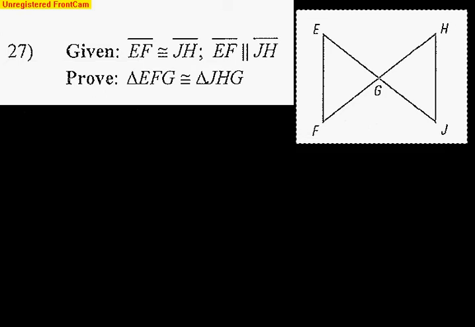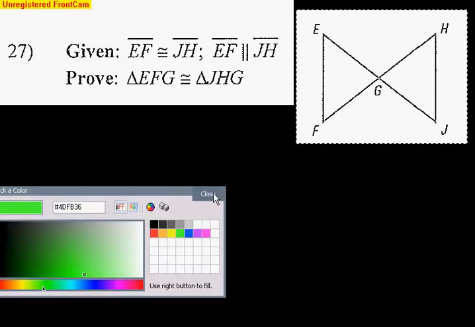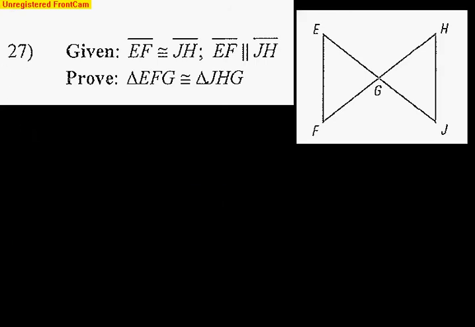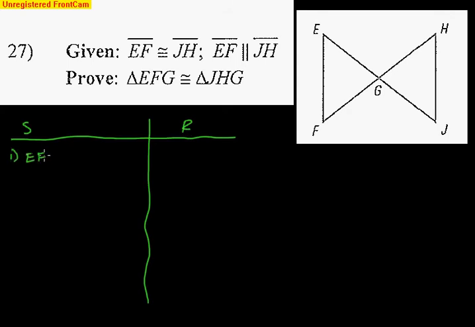Okay, here is the second proof we have going, number 27. So again, let me create my statements and reasons. The first is always the given. We have segment EF congruent to segment JH, and we have segment EF is parallel to segment JH. That's given to us. So I'll mark that on my picture: segment EF is congruent to segment JH, and segment EF is parallel to segment JH.